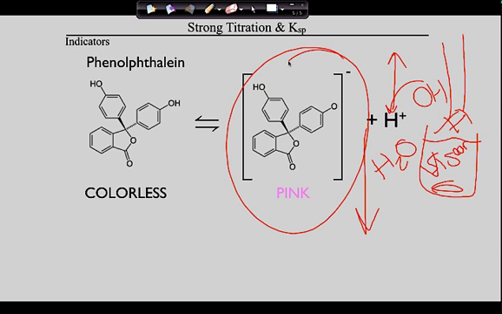You don't have to get into a lot of the nitty-gritty details. You just need to understand that indicators tend to be weak acids dissolved in alcohol, and the weak acid has a conjugate base that has a different color than the unprotonated form. Some go colorless to pink, some go yellow to red. It doesn't always have to be colorless to something else, and it's not always pink, but it will be different colored.